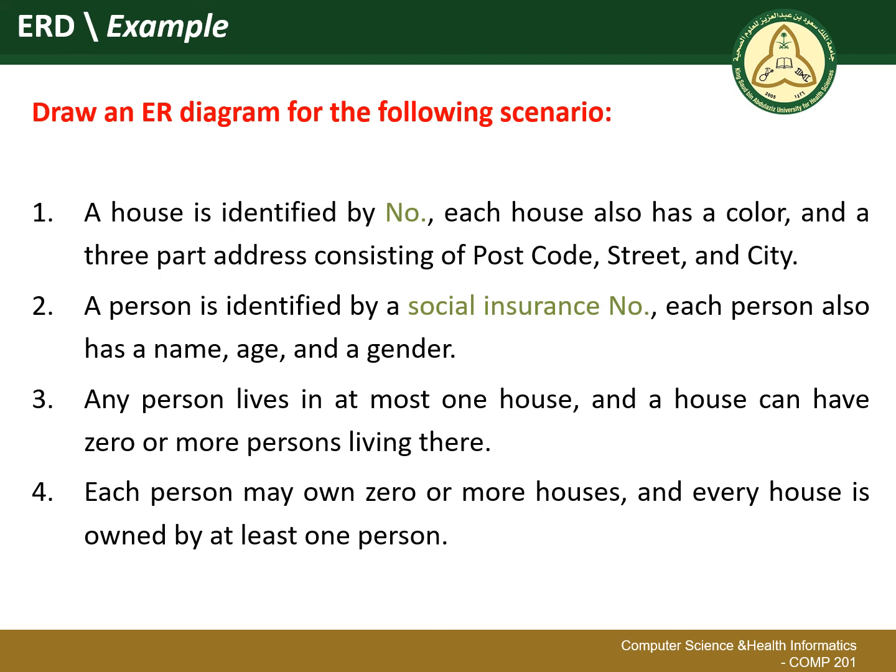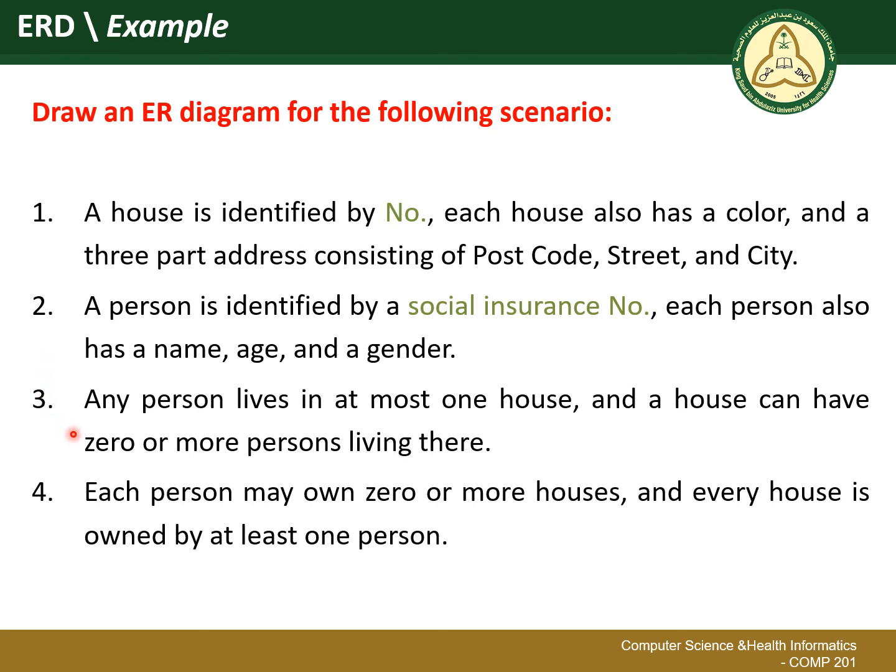So for example, we will use the following scenario to draw an ER diagram. A house is identified by number. Each house also has a color and a three-part address consisting of postcode, street, and city. A person is identified by social insurance number. Each person also has a name, age, and a gender.